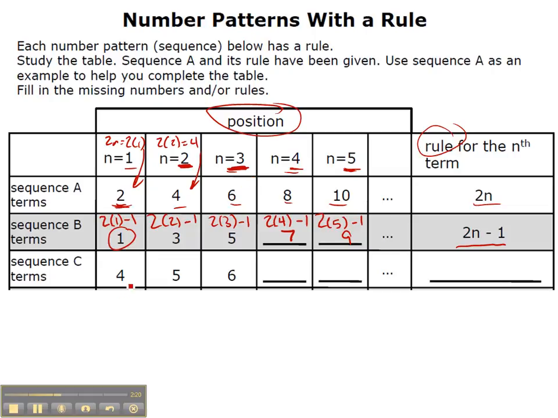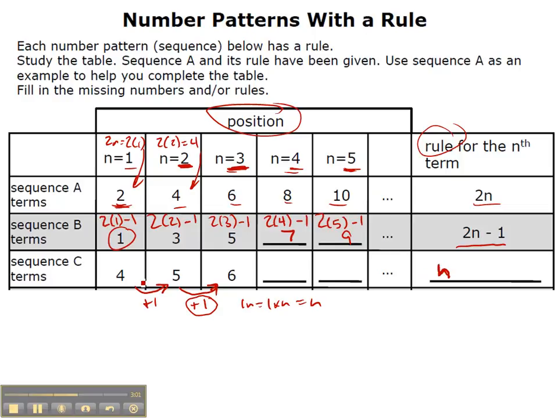In fact, for sequence C, that's what we'll need to do because they haven't given us the rule in this case. So let's see how this is changing from here to here. 4 to 5, that's plus 1. 5 to 6, that's plus 1. So if it's increasing by the same amount each time, that's called an arithmetic sequence. And once you've identified the number it's increasing by, or decreasing by if it was going down by the same amount, you can use that number and multiply it by n. So it's increasing by 1, so 1n, or just n, because 1n would be 1 times n, which is just n.